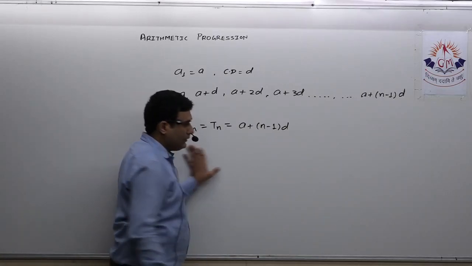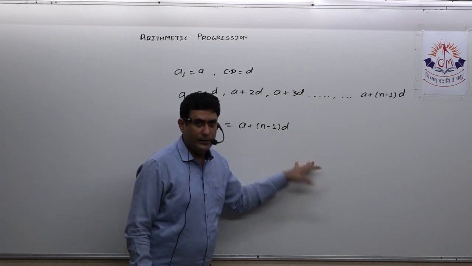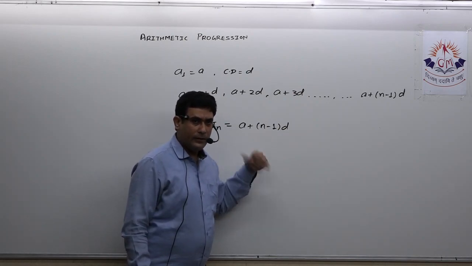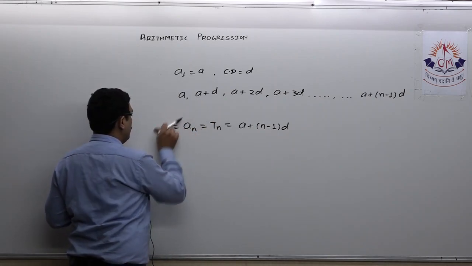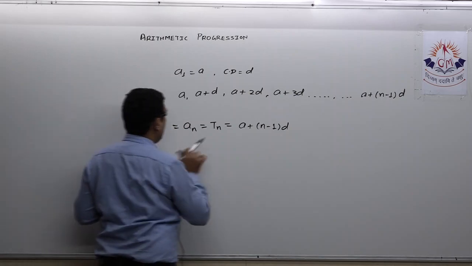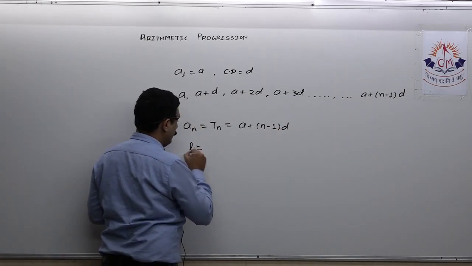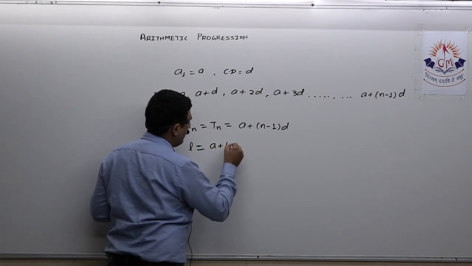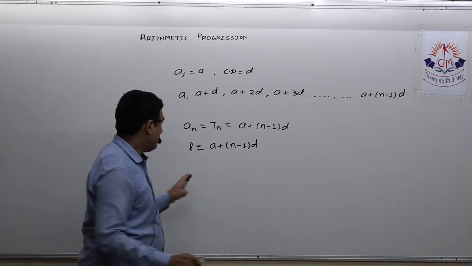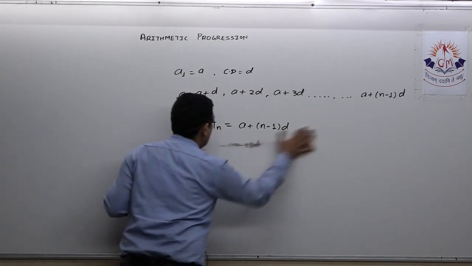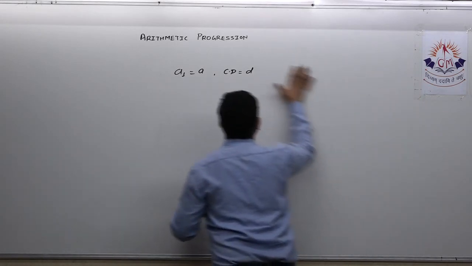This is the nth term. Now suppose an AP consists of exactly n terms, then definitely the nth term will be the last term. So this is also the formula for the last term. If that AP contains exactly n terms, we'll say this is also the last term denoted by l, a plus n minus 1 into d. So first term, common difference, nth term. With the help of this, now we will see the next type of question.